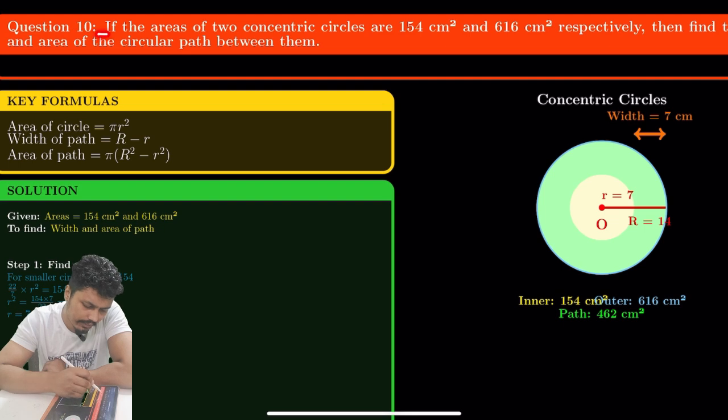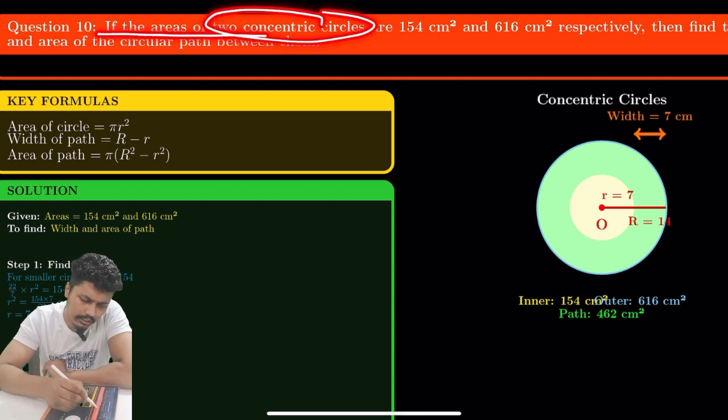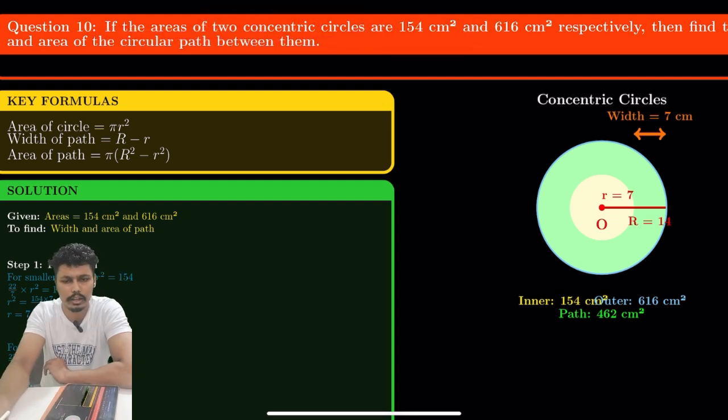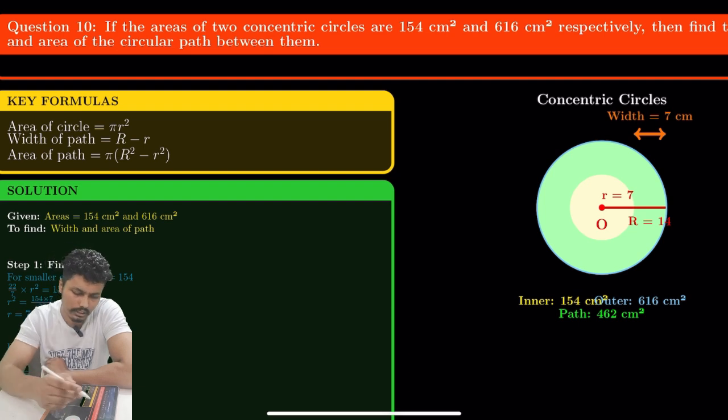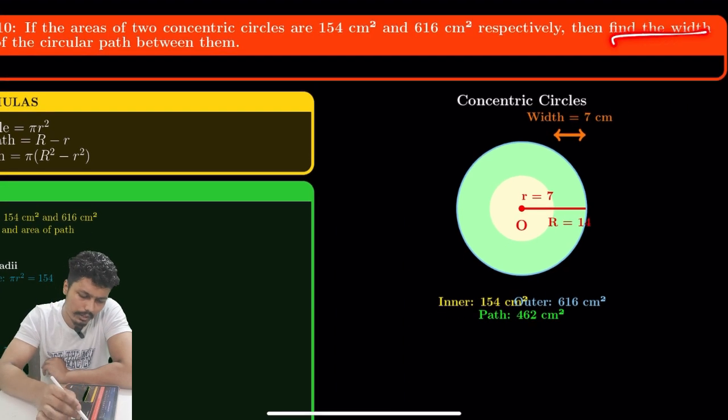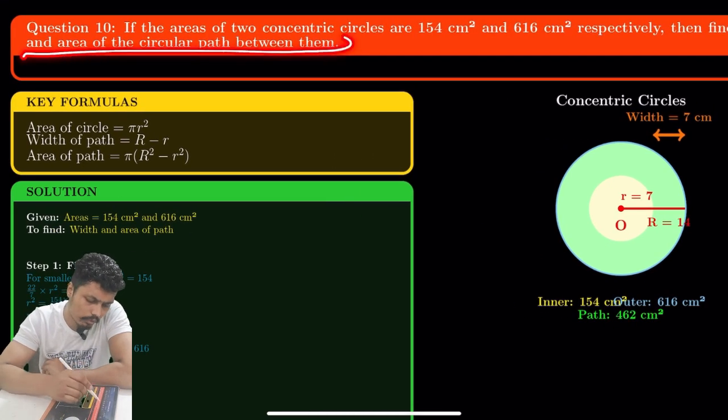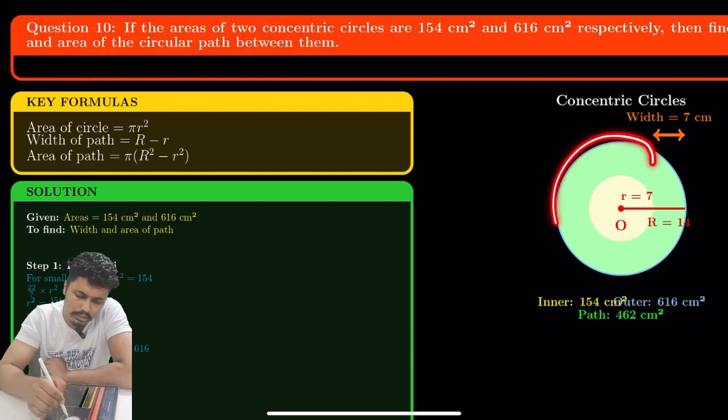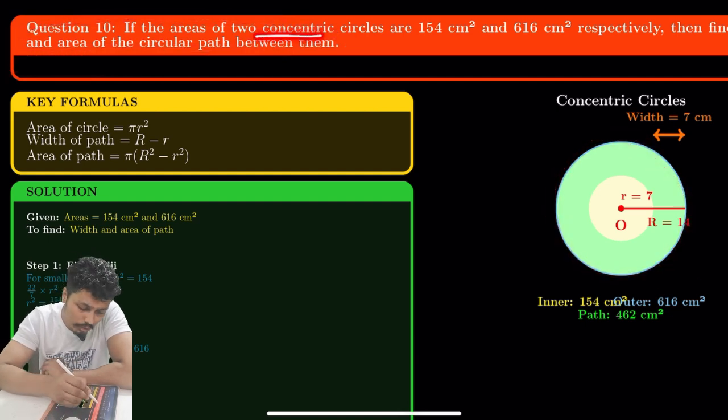The question says, if the areas of two concentric circles are 154 centimeters square and 616 centimeters square, find the width and area of the circular path between them. There are two circles and the question is talking about concentric.